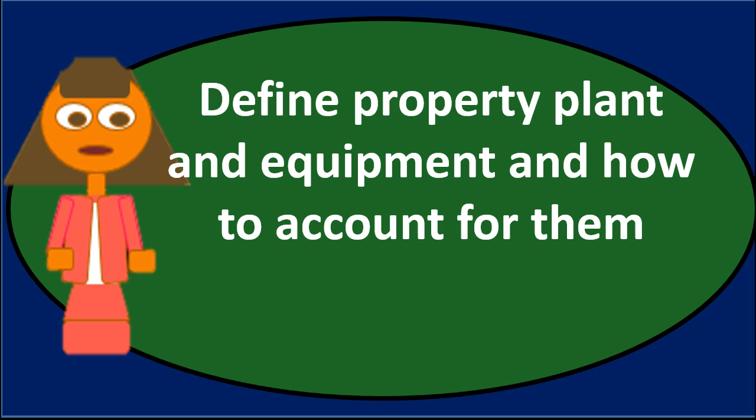So those are going to be our major components when we deal with property, plant, and equipment. It goes on as an asset. We've got to record the asset, and then we've got to record the depreciation over its useful life. Then we have to record either the sale or disposal of the property, plant, and equipment at some point.